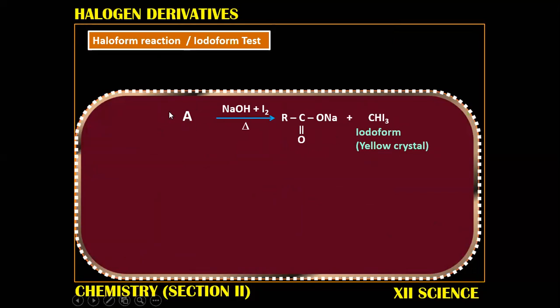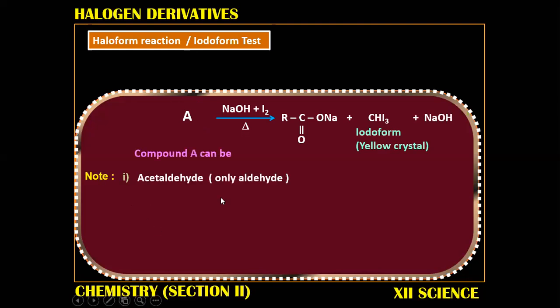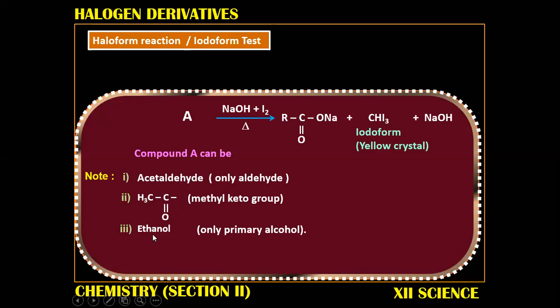Now what is this compound A? In aldehyde it can be only acetaldehyde. In ketone it can be any methyl ketone, or you can write 2-one: propanone, butan-2-one, pentan-2-one, hexan-2-one. Any 2-one can give this reaction, or methyl ketone, such type of ketone. In primary alcohol only ethanol can give this reaction, and in secondary alcohol any 2-ol. Now this is very, very important. Any 2-ol, secondary alcohol, any 2-ol.